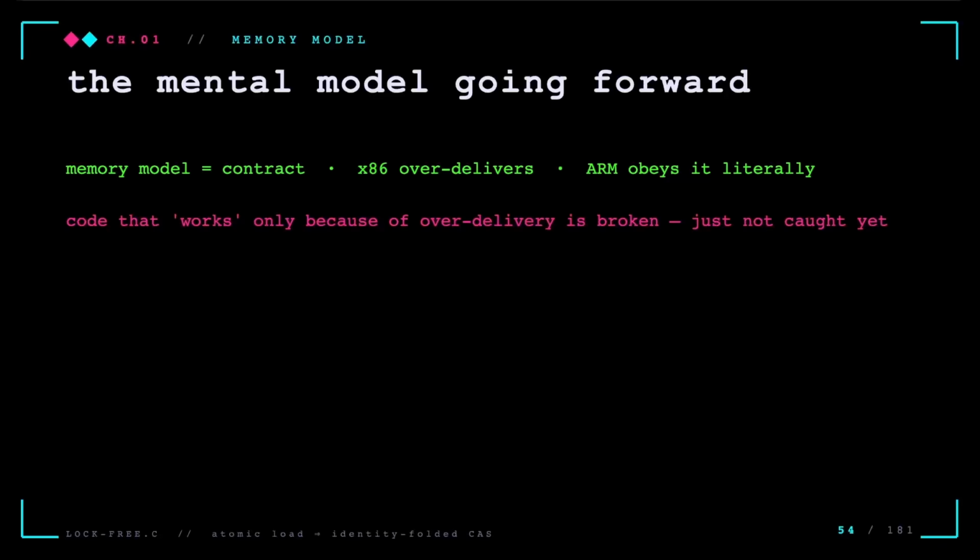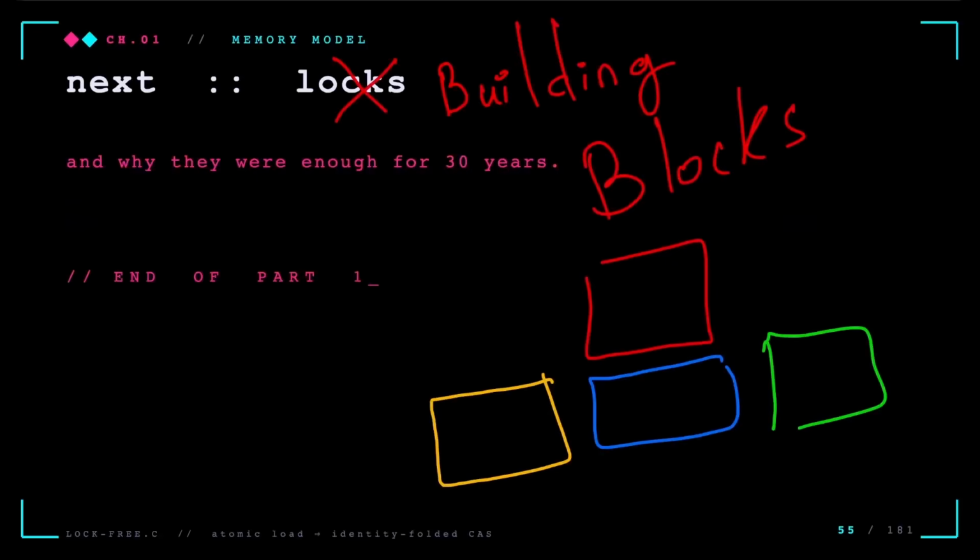So there is the fundamental TLDR, if you will, just the high level keywords. And hopefully you have learned more than that. Moving forward, in the next section, we're going to talk not only about locks, but building blocks. So essentially we're going to see how we can use everything we have learned today to start building some algorithms.